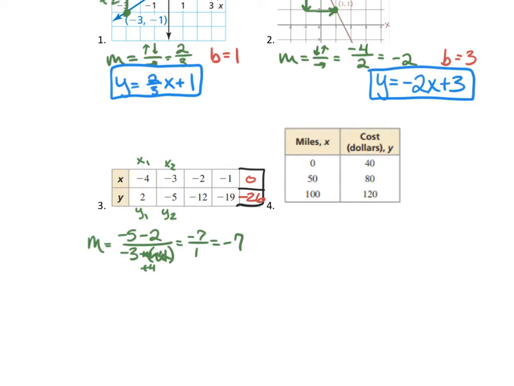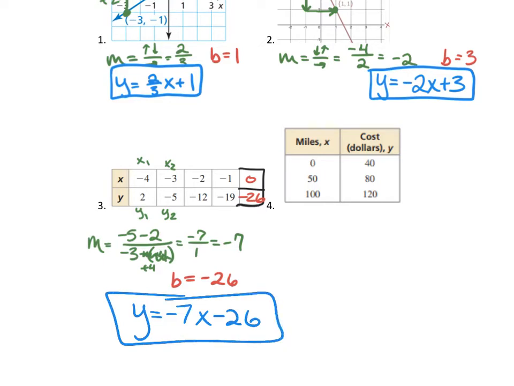Now I know what's partnered with 0, so I know my y-intercept is -26. Once I know both the y-intercept, partnered with 0, and the slope from my slope formula, I just have to plug into my equation. This would be y equal to -7x minus 26. And voila, I'm done.